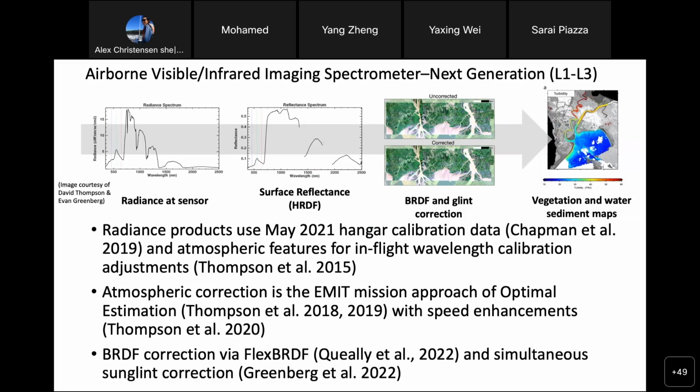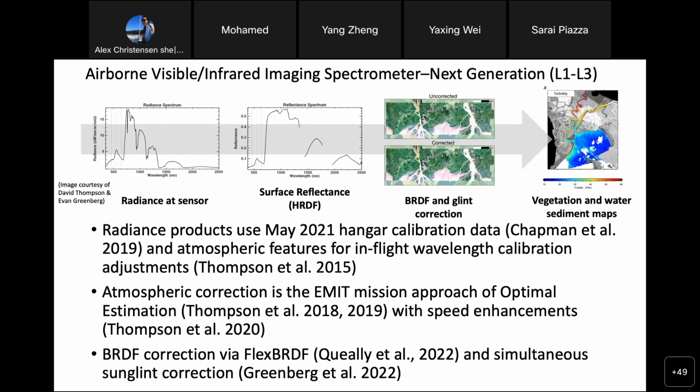So this is the whole range of processes that we go through to generate our L1, L2, L2B, and L3 products. We start with the radiance products that you can see on the left. This is what the sensor sees, in microwatts per nanometer per steradian per centimeter squared. And that's what's processed into surface reflectance with the atmospheric correction algorithm. So that's the second panel there.